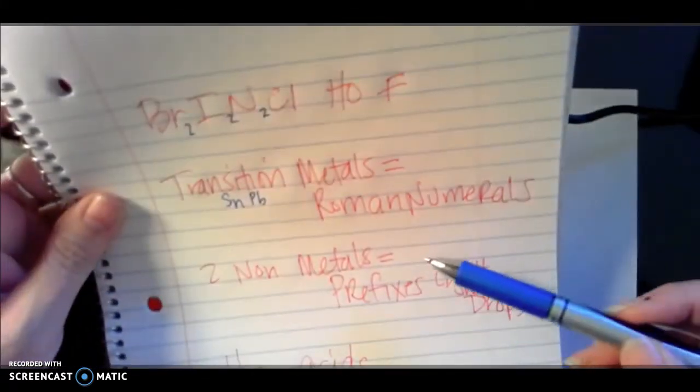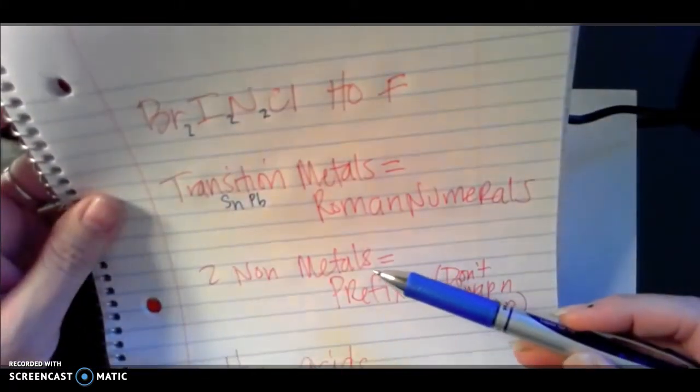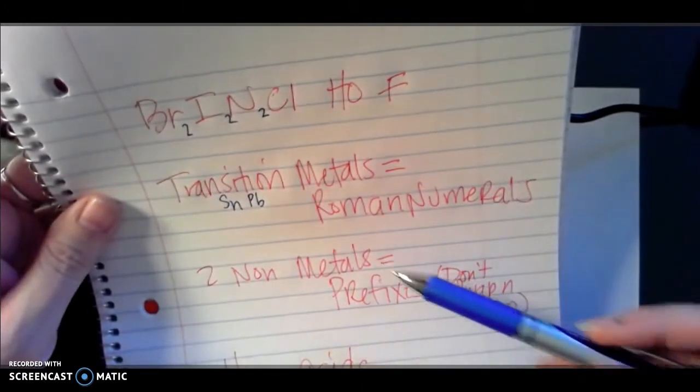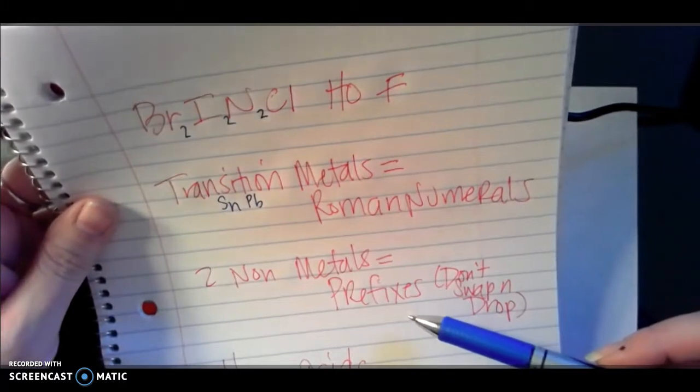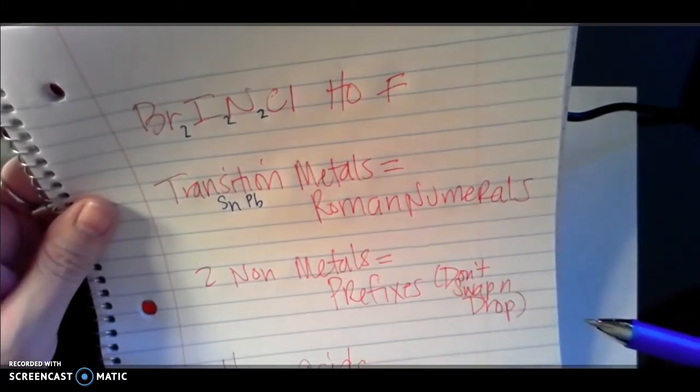And then if you have 2 nonmetals in your compound, those are the ones that you use prefixes with. The prefixes tell how many are actually there, so on those you're not going to swap and drop.